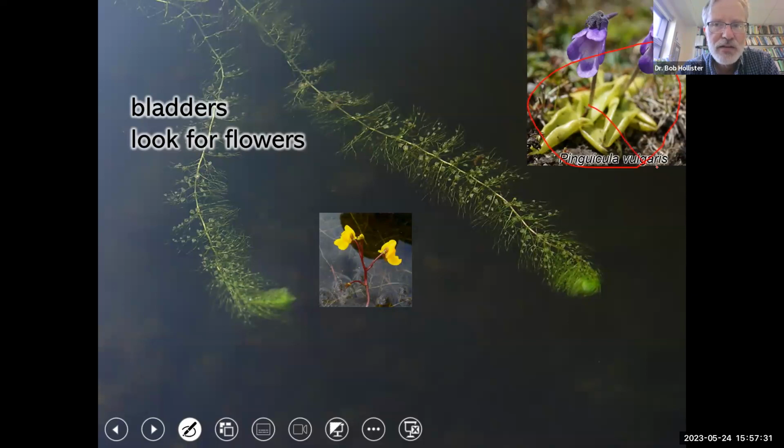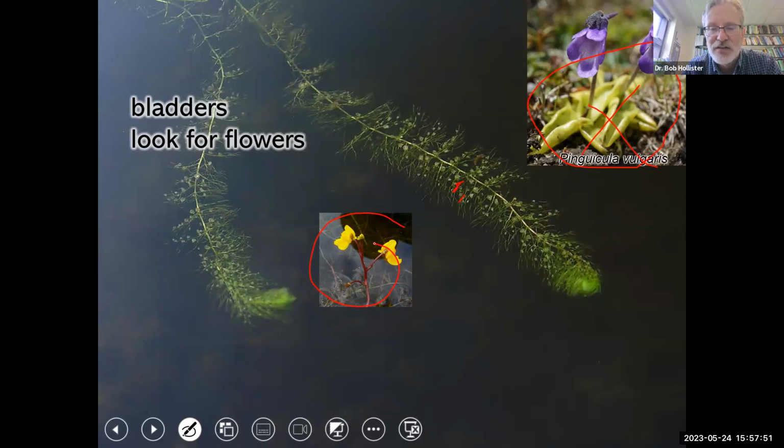So I wouldn't expect you to recognize that. But if you see these little bladders, it's this family. And better than that, it's Utricularia. And again, to then be able to key it out, you'll probably need the flowers sticking up out of the water. So really easy to know the genus, harder to know the species.